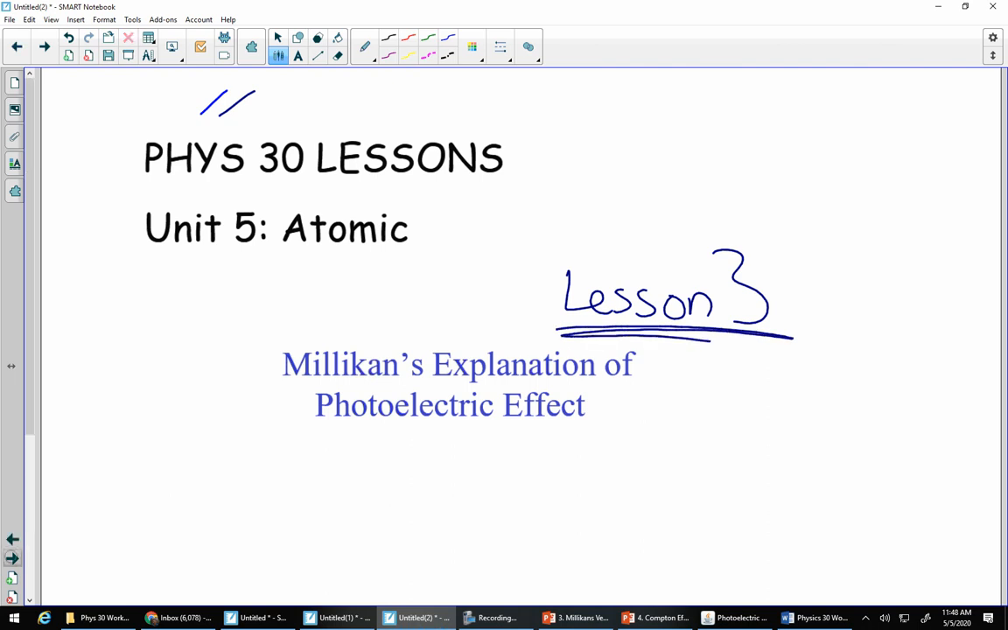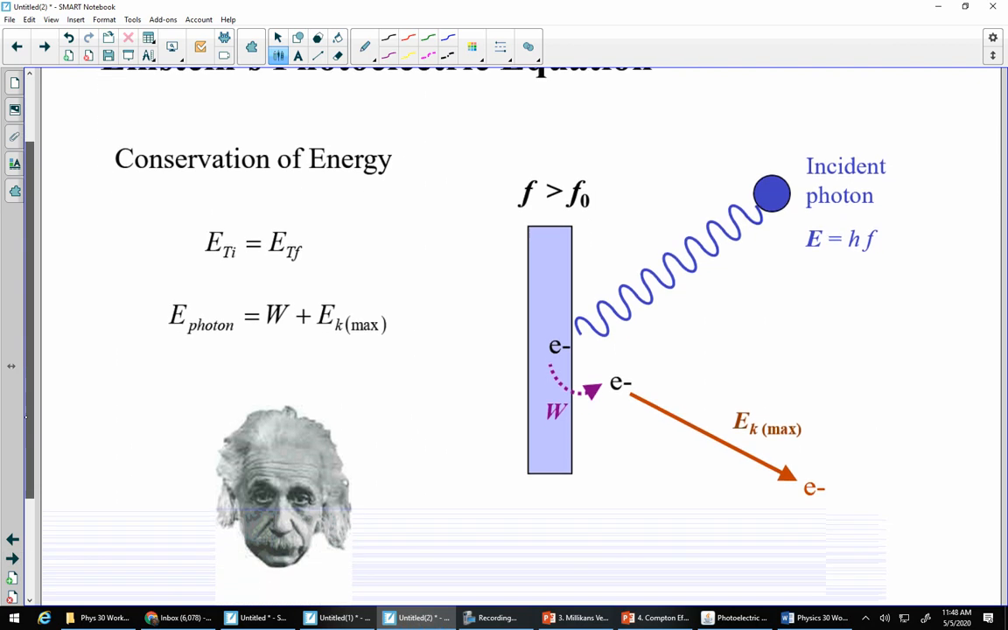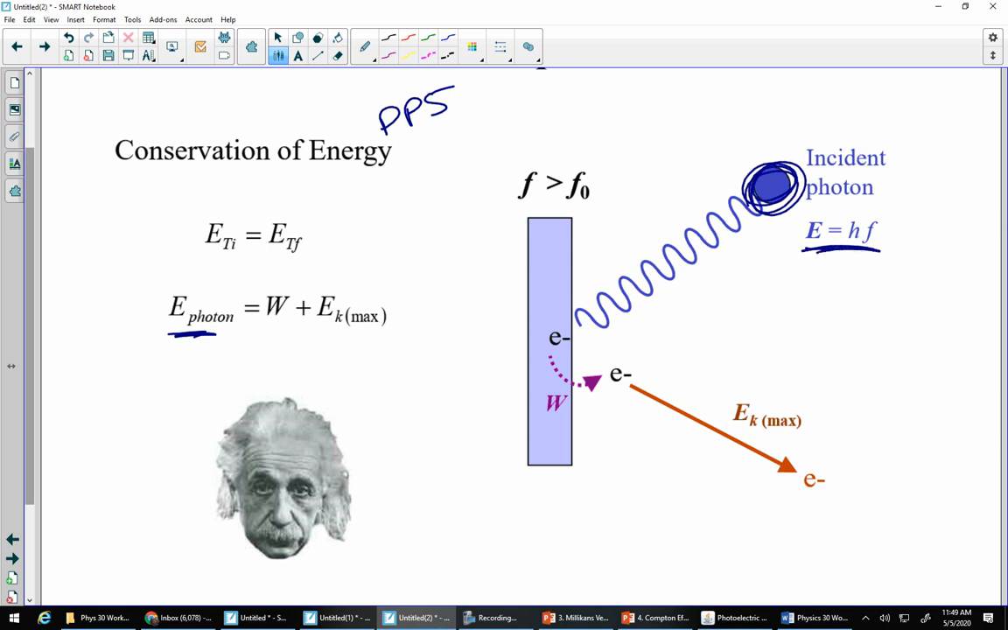Let's jump right in. So, this is what we learned last time. Einstein's photoelectric equation, based on physics principle 5, the conservation of energy. So ETI is equal to ETF. Essentially, initially, we have photon energy coming in, and we know how to calculate that photon energy. It's hf or hc over lambda, that's the actual frequency or the actual wavelength of the photon. It's coming in. Part of its energy goes to the work function.